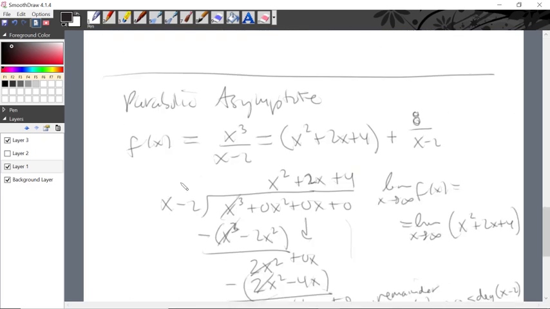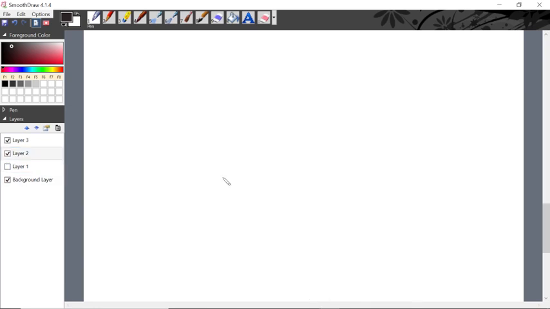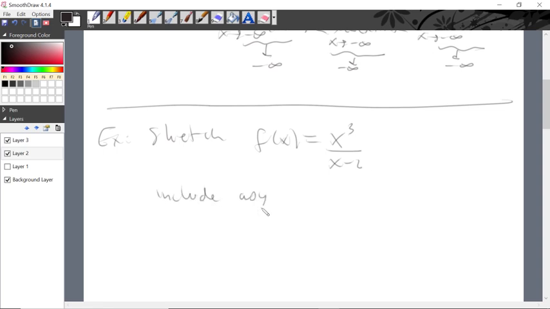this example right here. Let's create a more comprehensive sketch for this. f of x equals x cubed over x minus 2. This is one that comes from the worksheet as well. We know that it has a parabolic asymptote. Okay, let's come up with a sketch for f of x is equal to x cubed over x minus 2. This sketch, let's include the asymptotes.